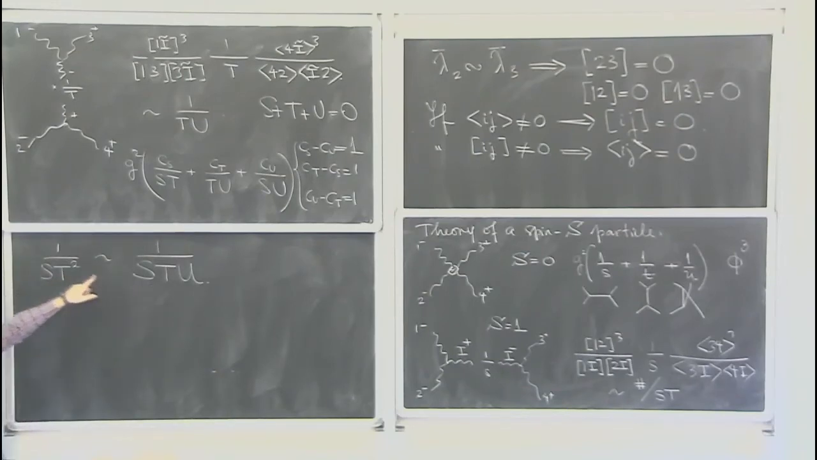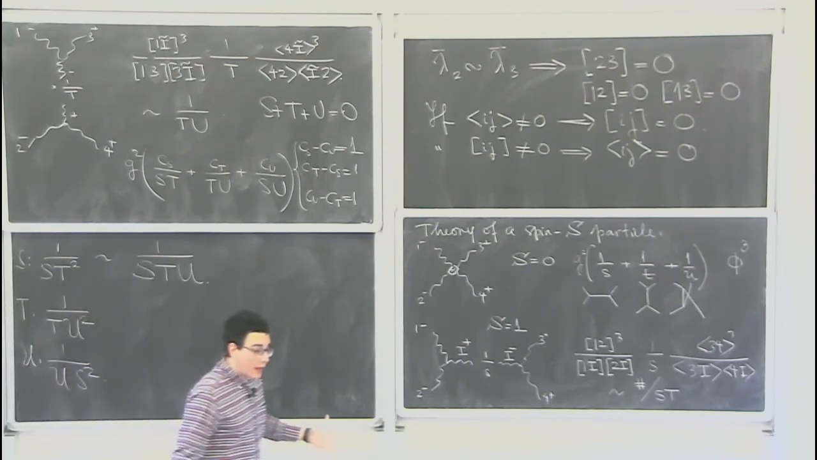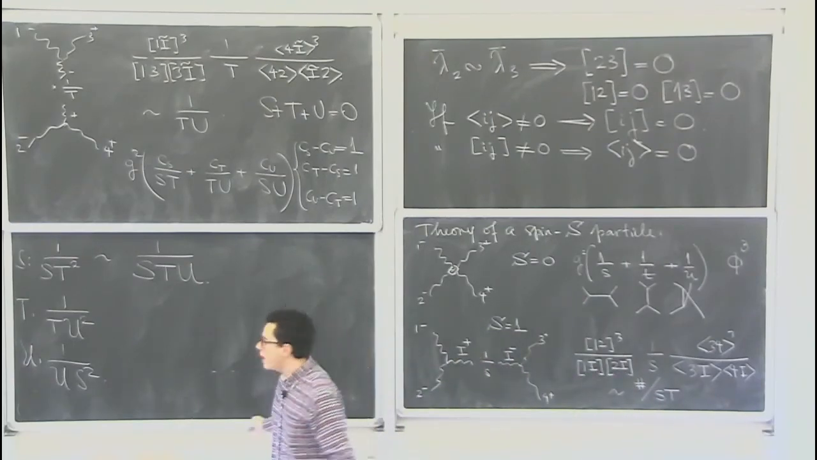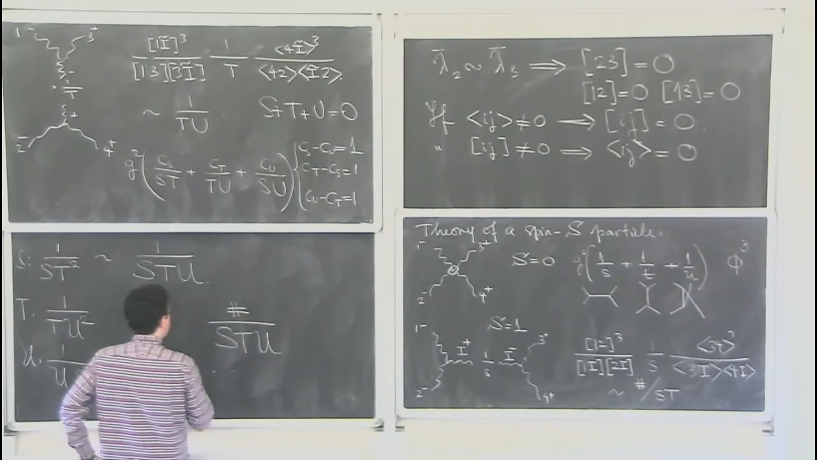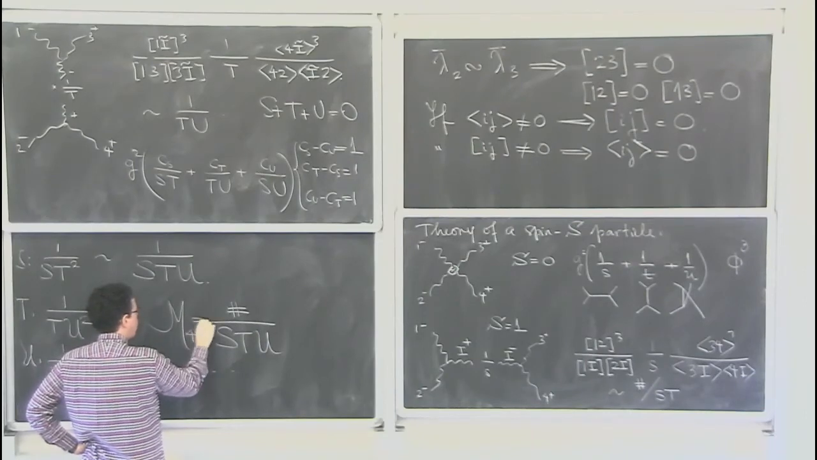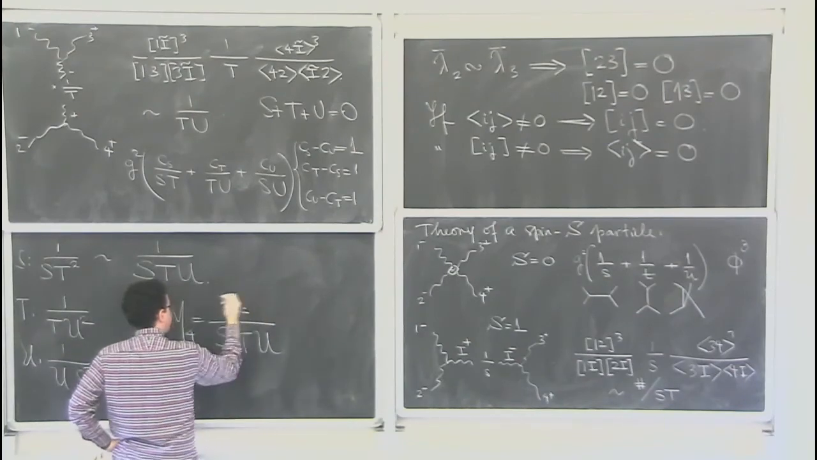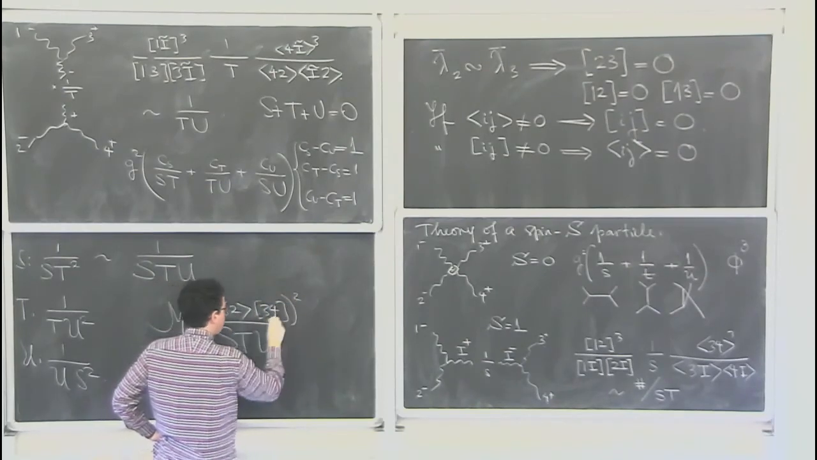Now you go to the T channel, so this is in the S channel, in the T channel, you see 1/TU squared. You go to the U channel, you see 1/US squared. And this time, actually, all the residues do work out. If you write the same coupling constant everywhere, you get numerator divided by STU, which is the four graviton scattering amplitude. Okay. The numerator, well, it doesn't matter. It's like 1, 2, maybe 3, 4 squared or something like this.